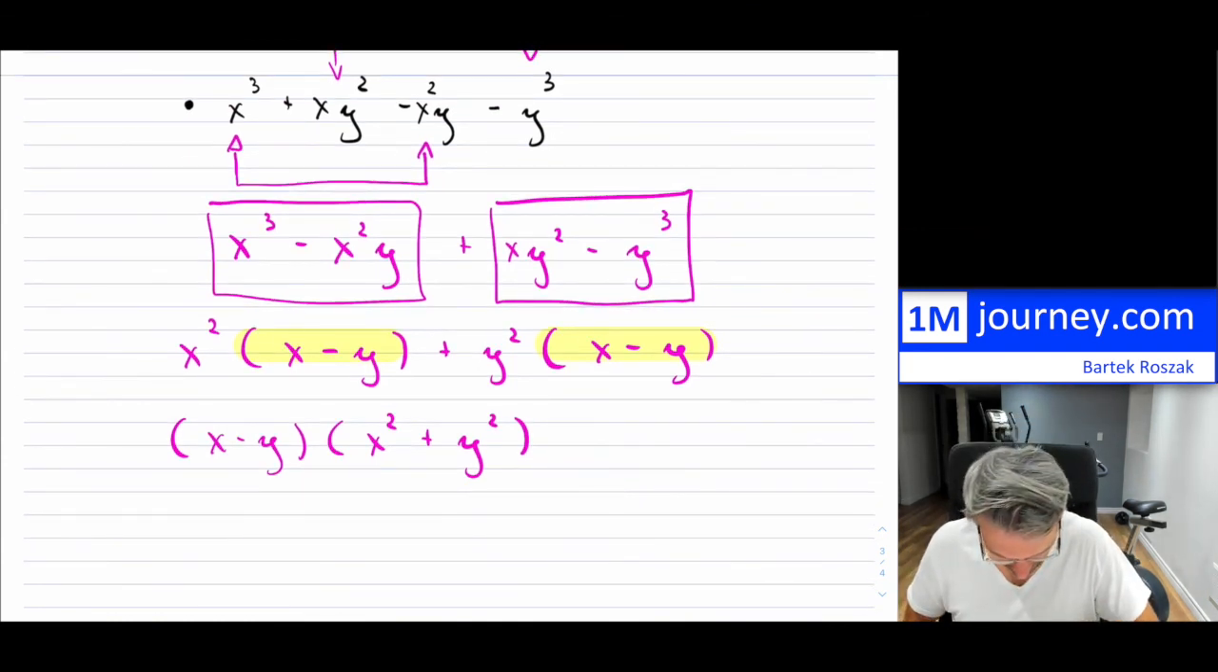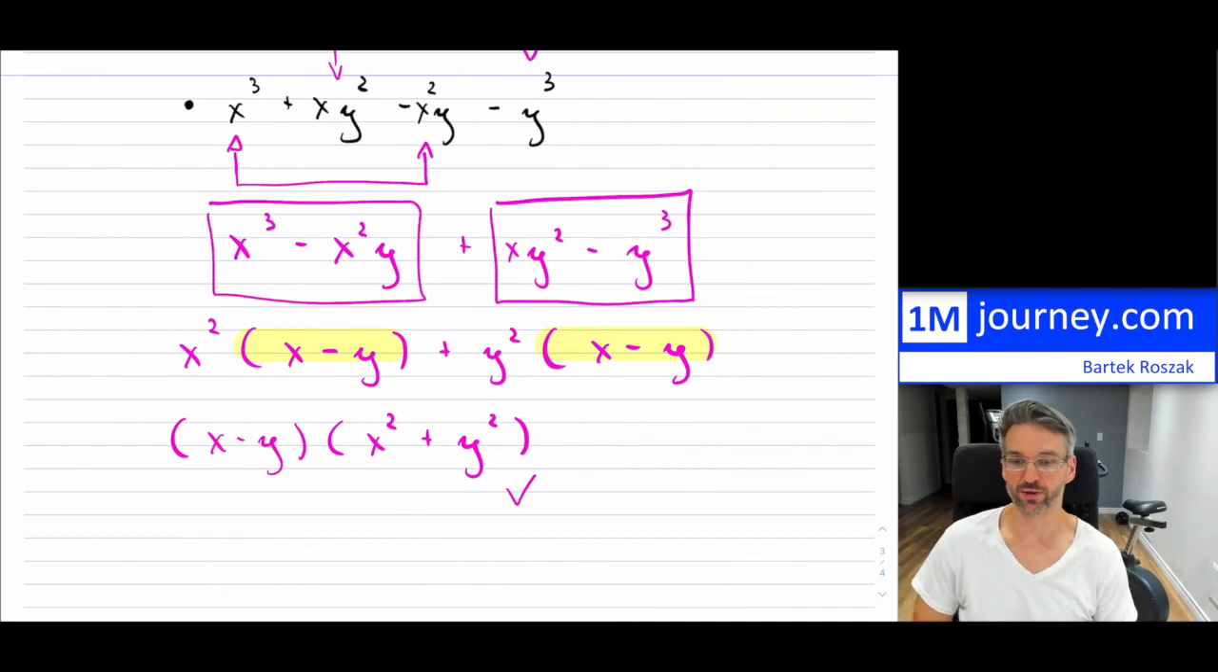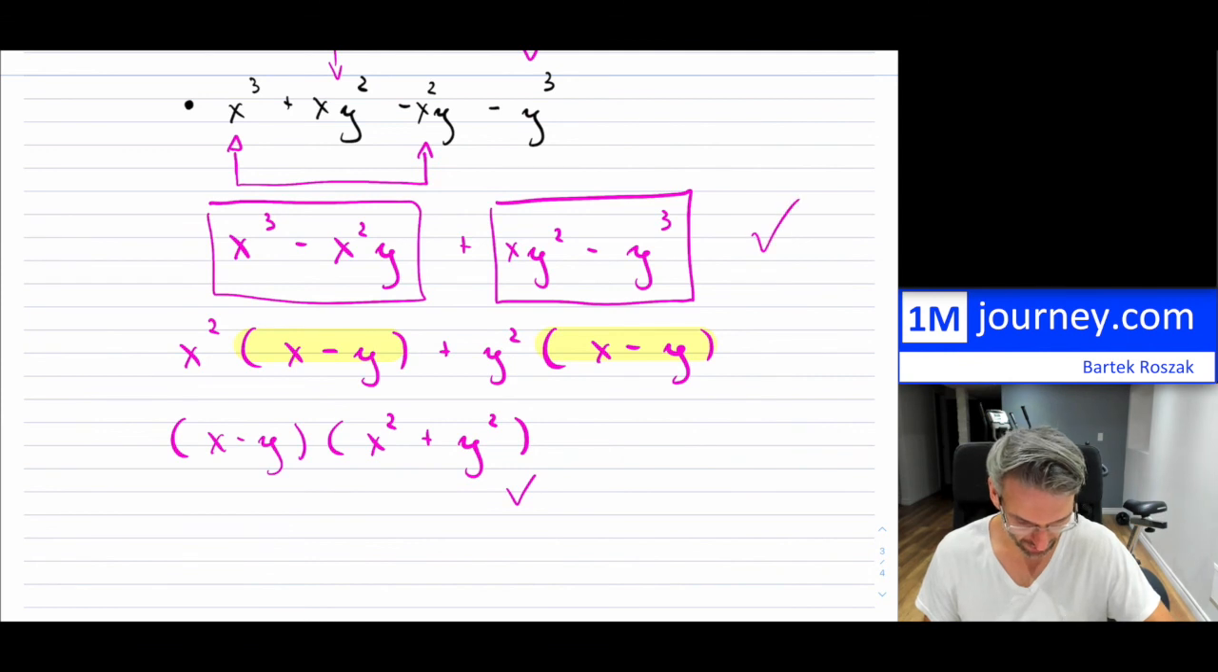Now, can I factor this any further, because of the x squared plus y squared? Again, it's not a difference of squares. So actually, I cannot. That's as far as I can push it. So here is the grouping of them. Then I just took out greatest common factors, and then I had something in common.